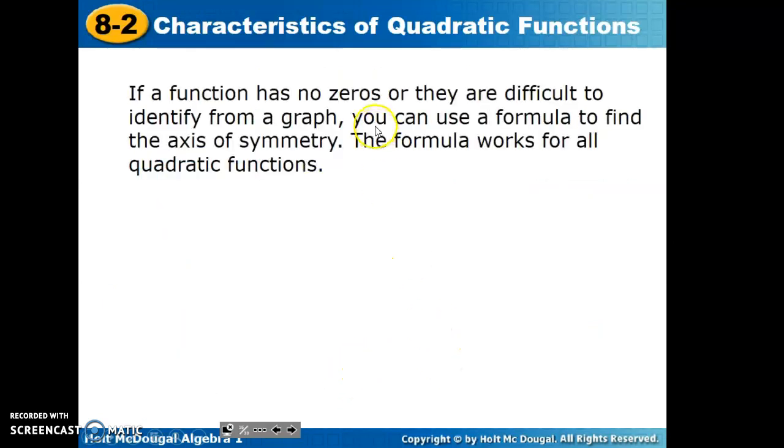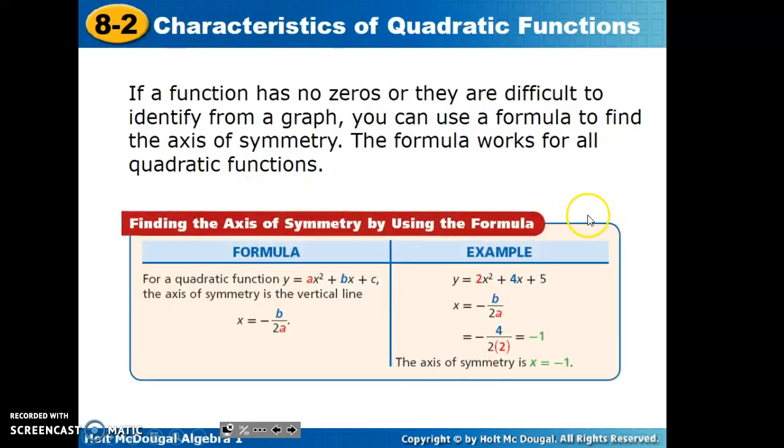If a function has no zeros, or they are difficult to identify from the graph, we have a formula for backup to find our axis of symmetry. The formula works for all quadratic functions. So we don't have to look at the graph. We can simply go straight to the formula, and here it is.